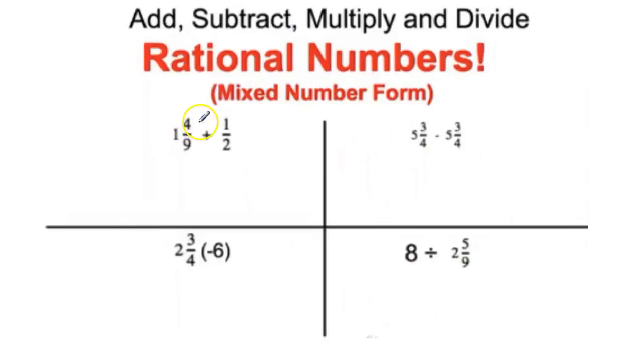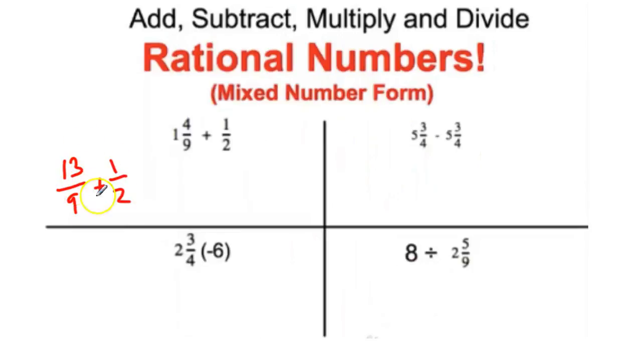Alright, let's get some mixed numbers. So when I do this, I just change them to improper fractions. So 9 times 1 is 9. 9 plus 4 is 13. So this is really 13 over 9 plus 1/2.